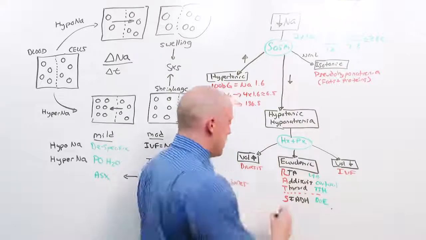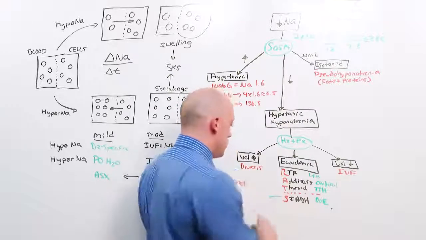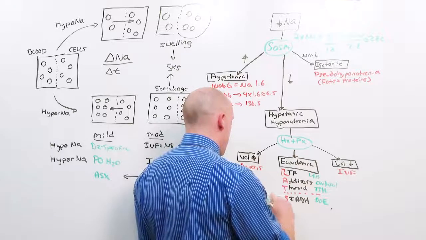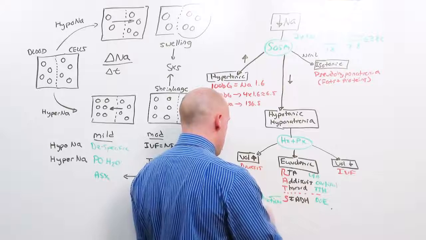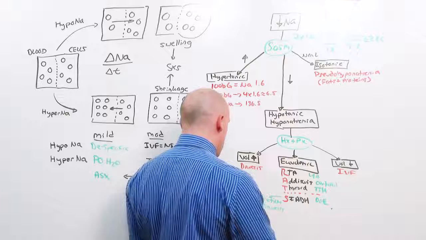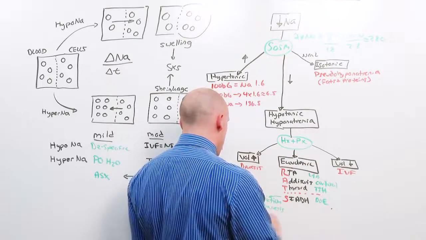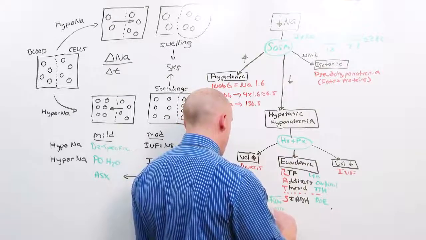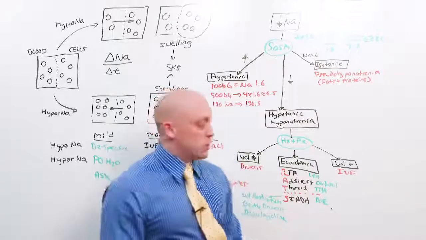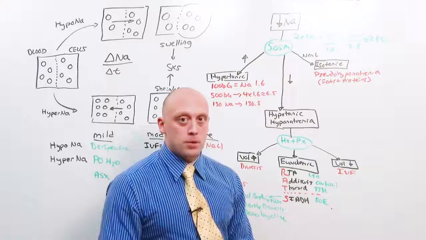In the setting of SIADH, you are going to use volume restriction, gentle diuresis, and if all else fails, you can use demeclocycline. We talk a lot about SIADH in the posterior pituitary lecture where we explain this a little bit more.